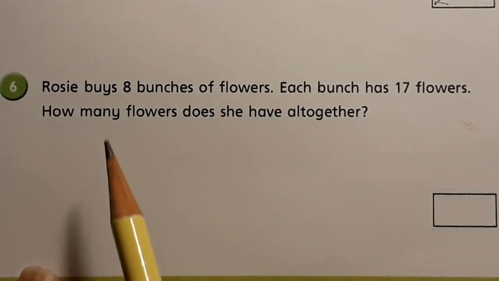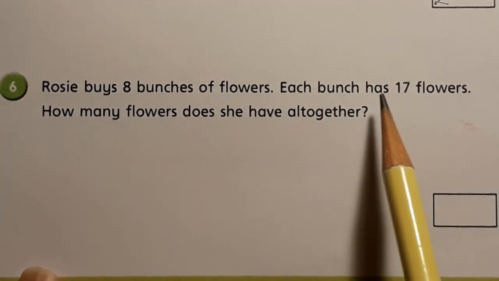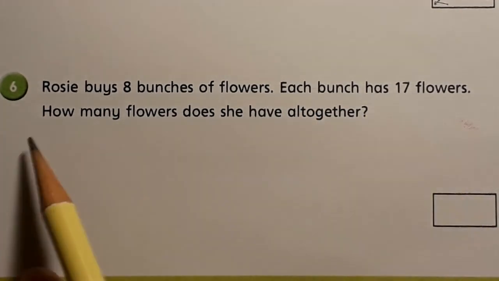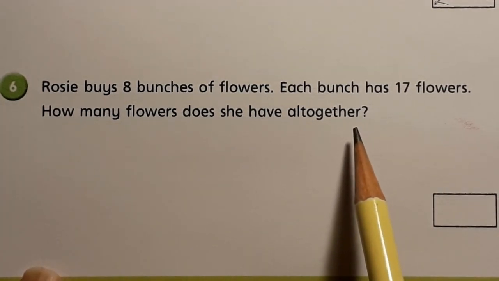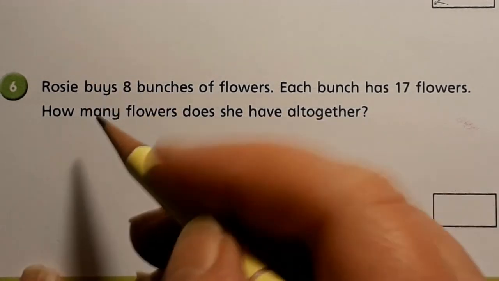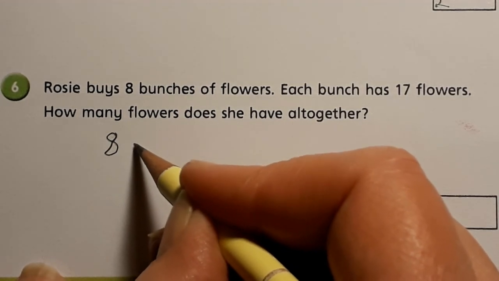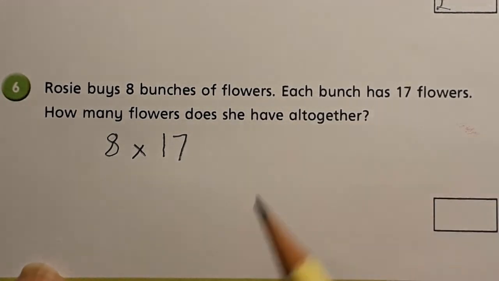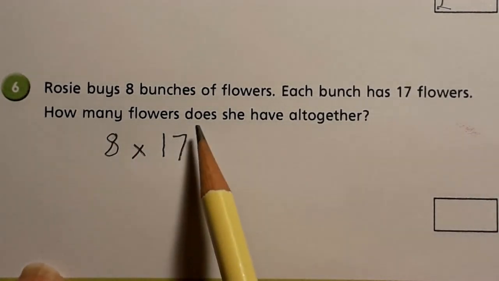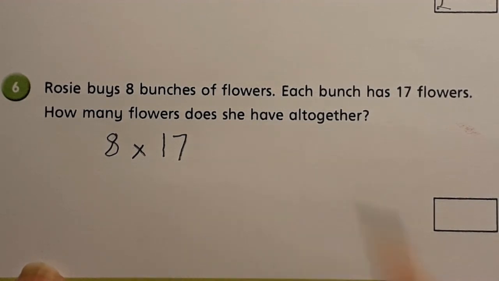Okay, and the last one, number 6. Rosie buys 8 bunches of flowers. Each bunch has 17 flowers. How many flowers does she have altogether? So she's got 8 bunches, and each bunch has 17 flowers in it. We want to know how many flowers altogether. We'll use that method again, but we don't need to put it in money this time.